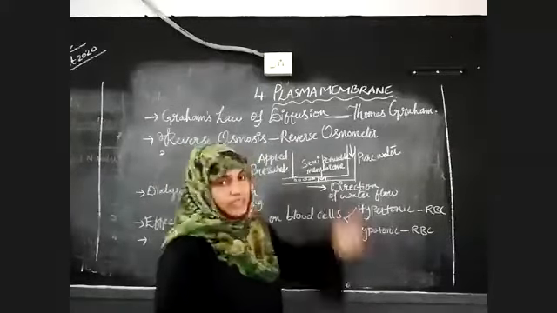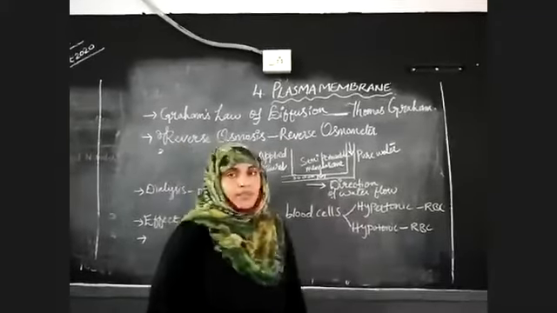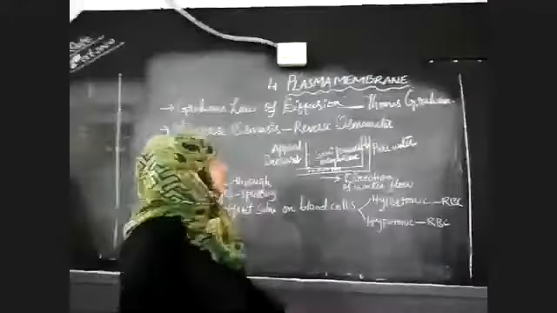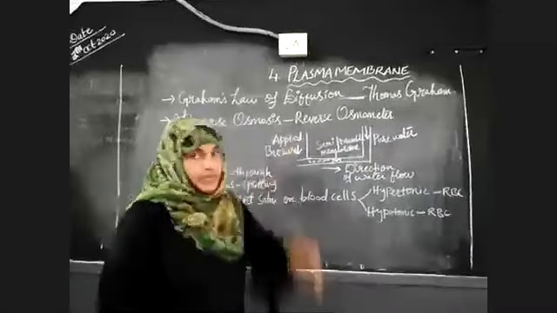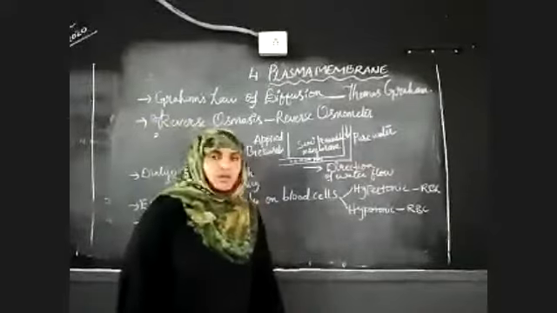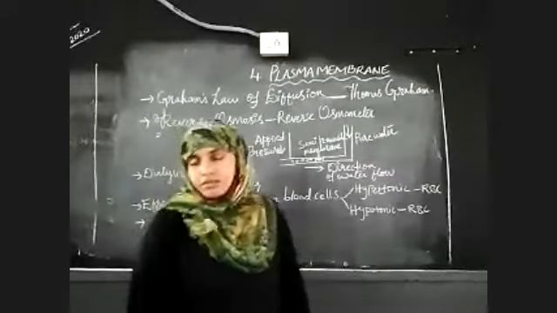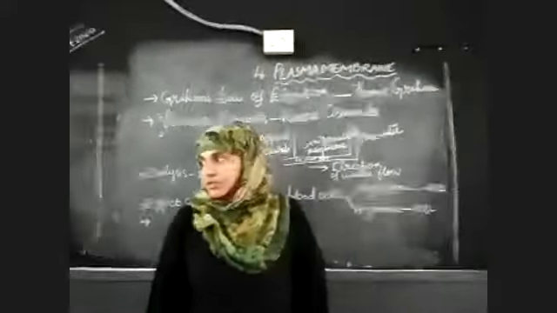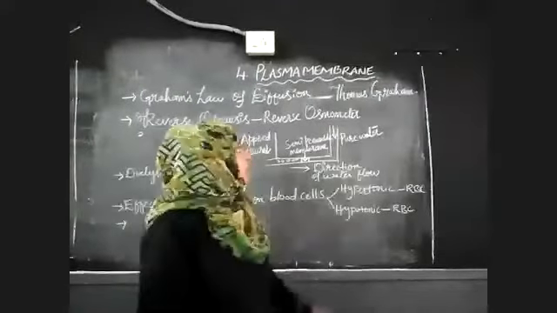Today, a small topic is left in this unit: plasma membrane. We'll go through it. Plasma membrane is our fourth unit in biology. There we studied diffusion and osmosis between the activities. So now, first of all, we should know what diffusion is.